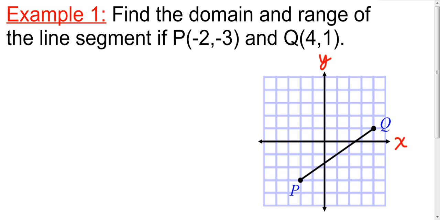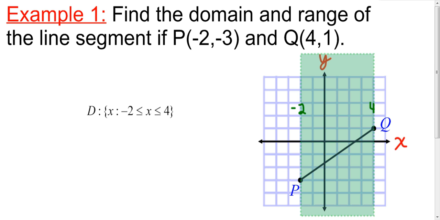If we look at the domain, it refers to the x values. The x values can be highlighted in between P and Q, as you see on the screen. The numerical values that go along with these boundaries would be -2 and 4. Therefore, the domain, as defined by x, is going to be in between -2 and 4, including those numbers.